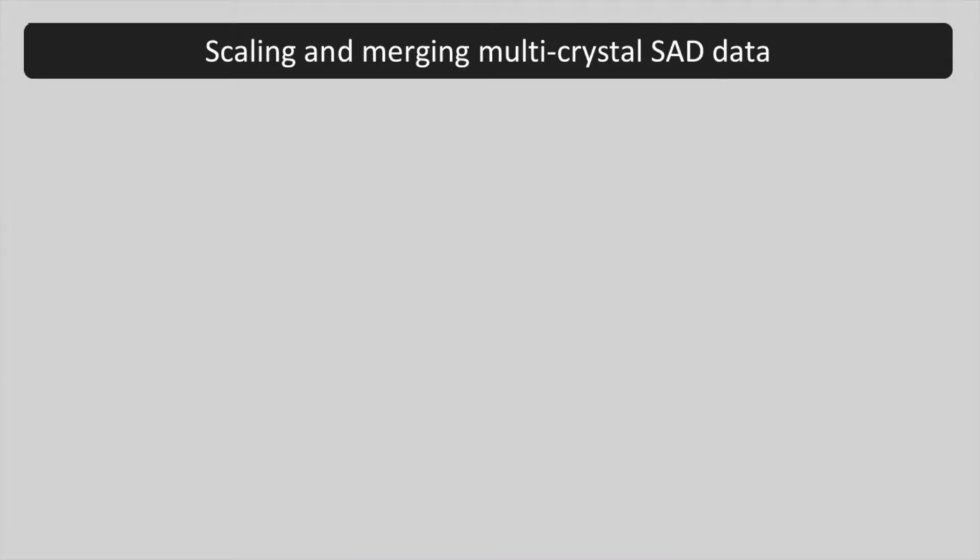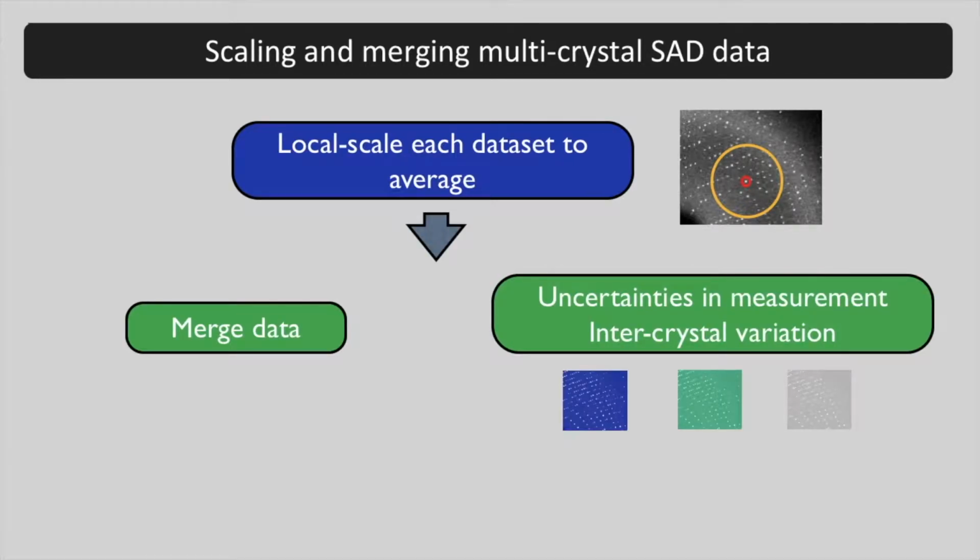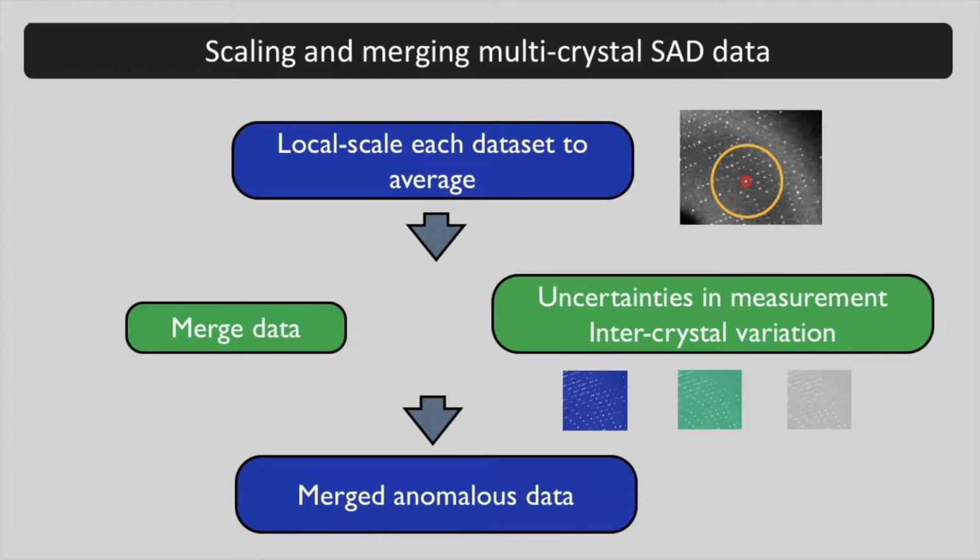Here is the procedure for scaling and merging. The data are first locally scaled to the average of all datasets. Then the observations from each crystal are combined, taking both uncertainties in measurement and intercrystal variation into account to produce scaled anomalous data. Note that you can use Scale and Merge with native data without anomalous differences as well.